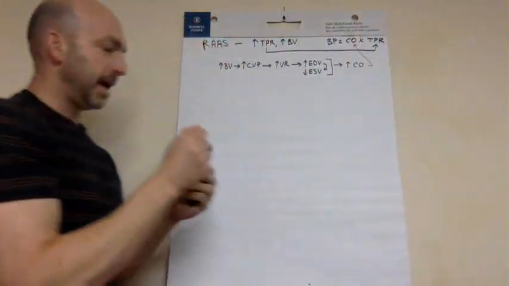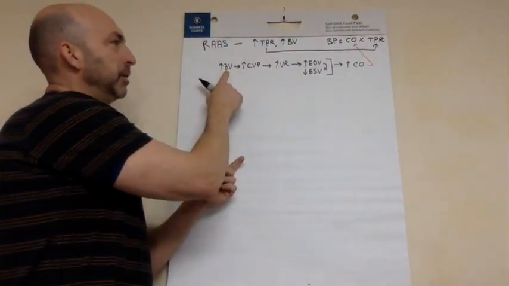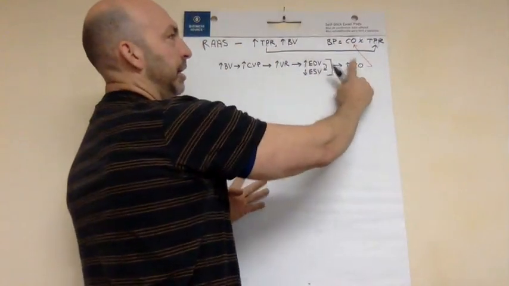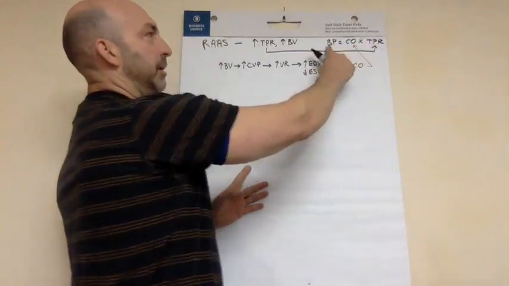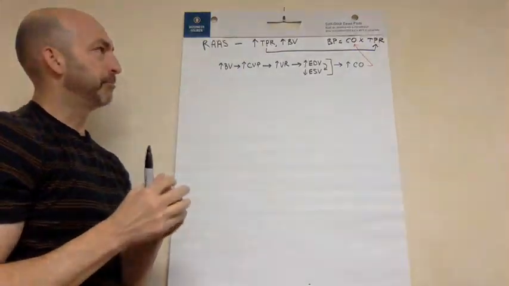There we go. Now we have directly tied our change in blood volume to a change in cardiac output. And of course, the change in cardiac output in this scenario is going to lead to an increase in blood pressure.